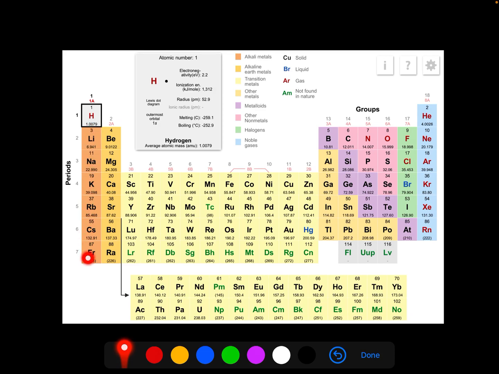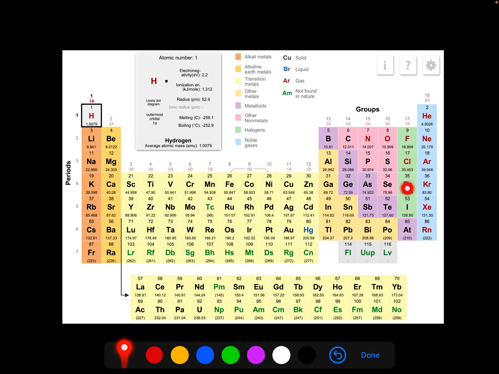Group 1 is known as the alkali metals. The alkali metals, I like to remember that because alkali ends in I, which is kind of like a number 1. Group 2 is the alkaline earth metals. This entire area here is called the transition metals. There are some other metals here. These are called metalloids, which I'll get to in a minute.